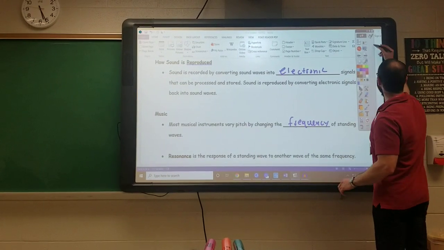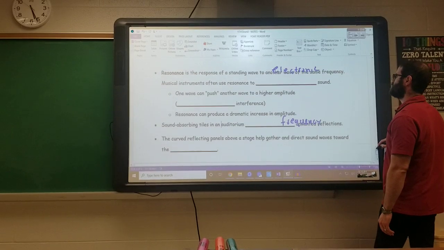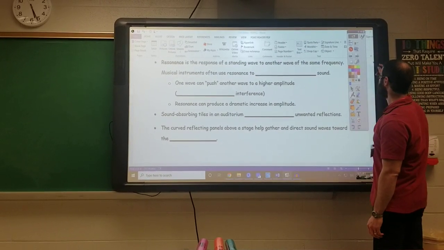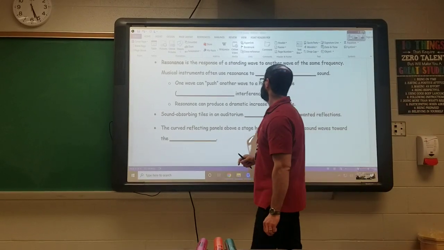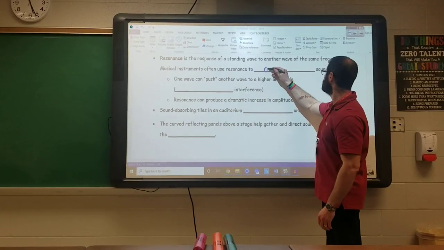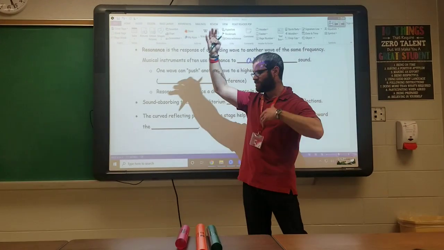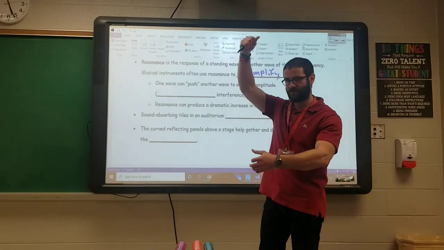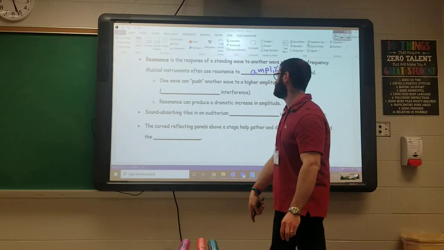The concept of resonance as it relates to sound is the response of a standing wave to another wave of the same frequency. Musical instruments use resonance to amplify sound. Remember, amplify basically means to make louder, increase the intensity, the amplitude of the wave, so that increases the energy of the wave, that increases the loudness of the sound.